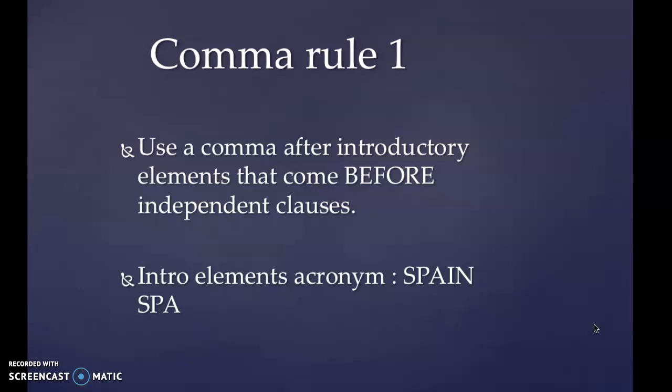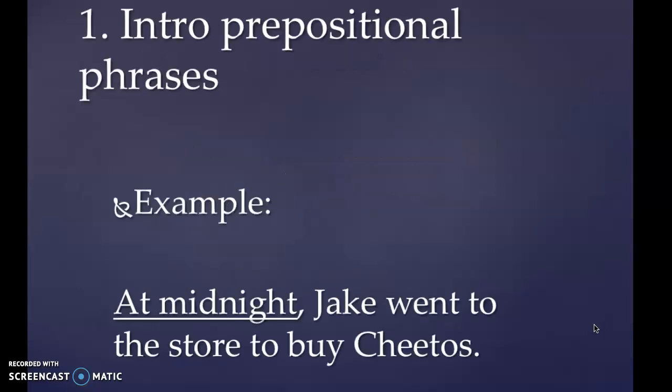And so 1, 2, 3, 4, 5, 6, 7, there are 8 introductory elements. The acronym you can use to remember the 8 introductory elements is Spain, SPA. I think it would be lovely to be in Spain at a spa right now. So the S will stand for one of the introductory elements, the P for another introductory element, the A, etc. We are not going in that exact order.